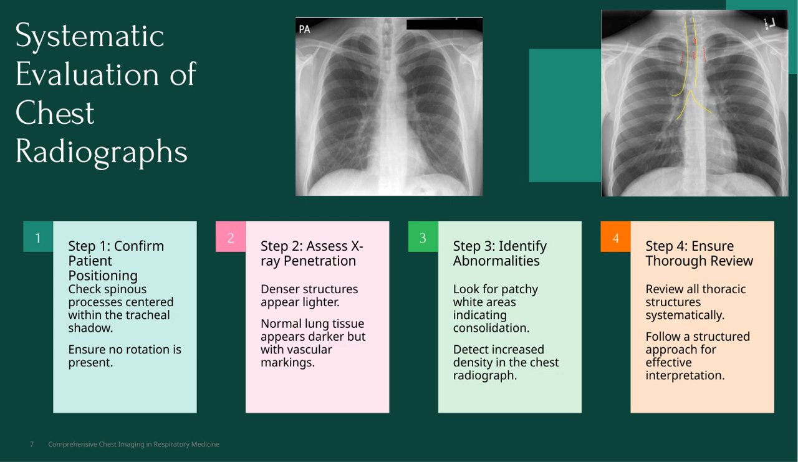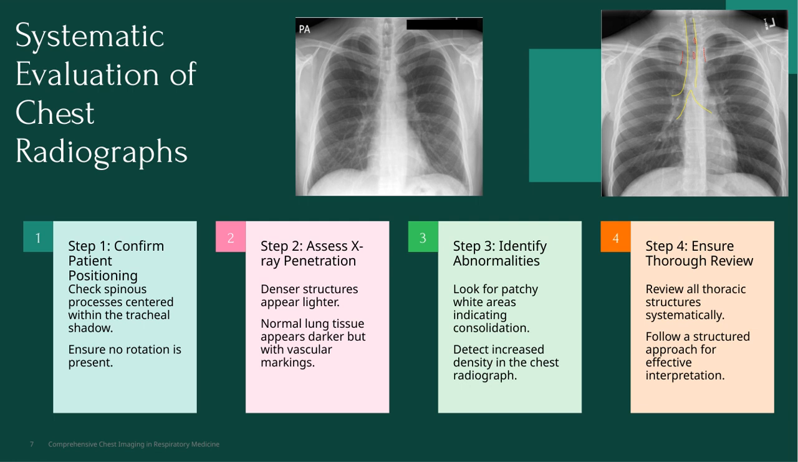Now, let's move on to the systematic evaluation of chest radiographs, which is a crucial step in respiratory medicine. First, we need to confirm the patient's positioning. This involves checking that the spinous processes are centered within the tracheal shadow, which helps us ensure the X-ray isn't rotated. No rotation means we're looking at an accurate view of the chest structures.